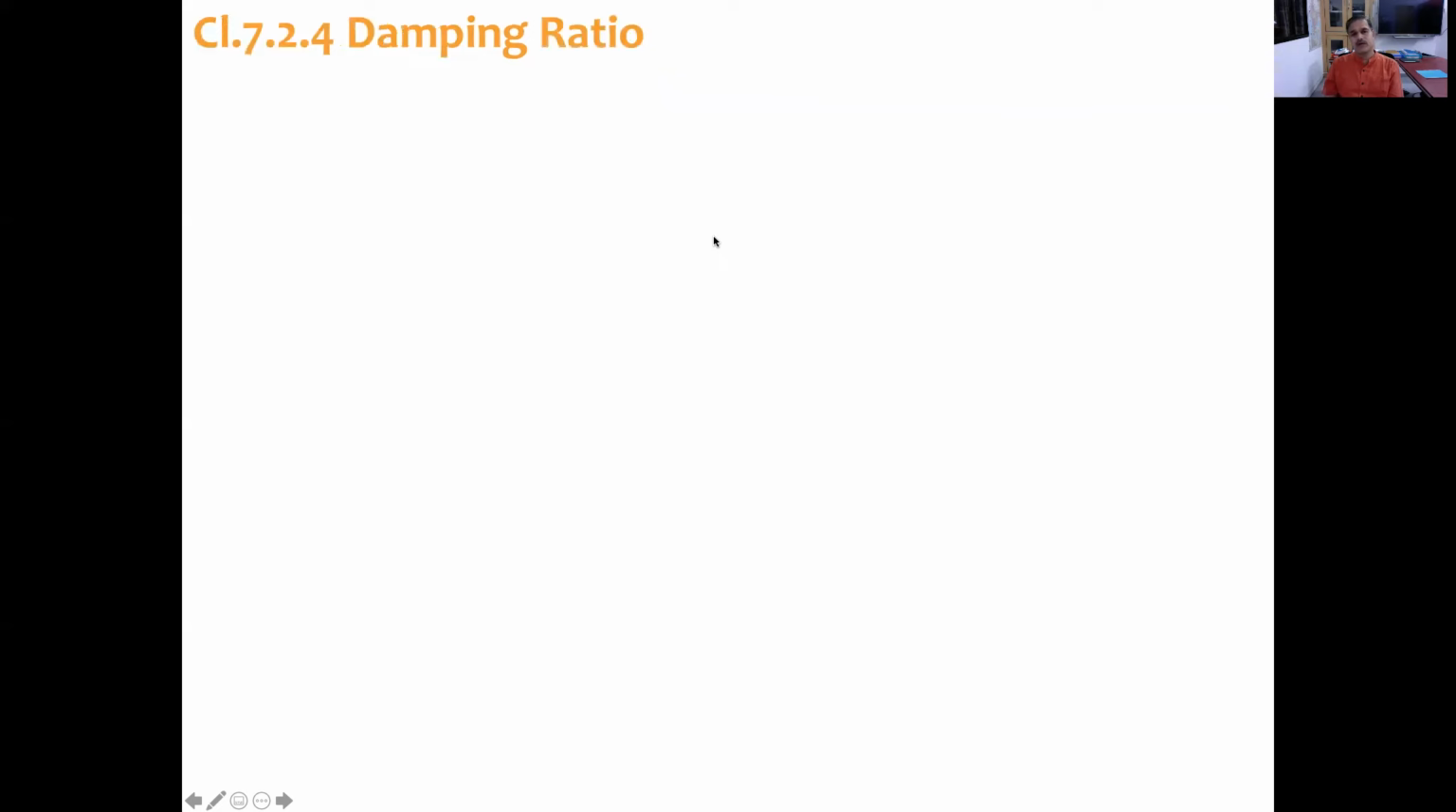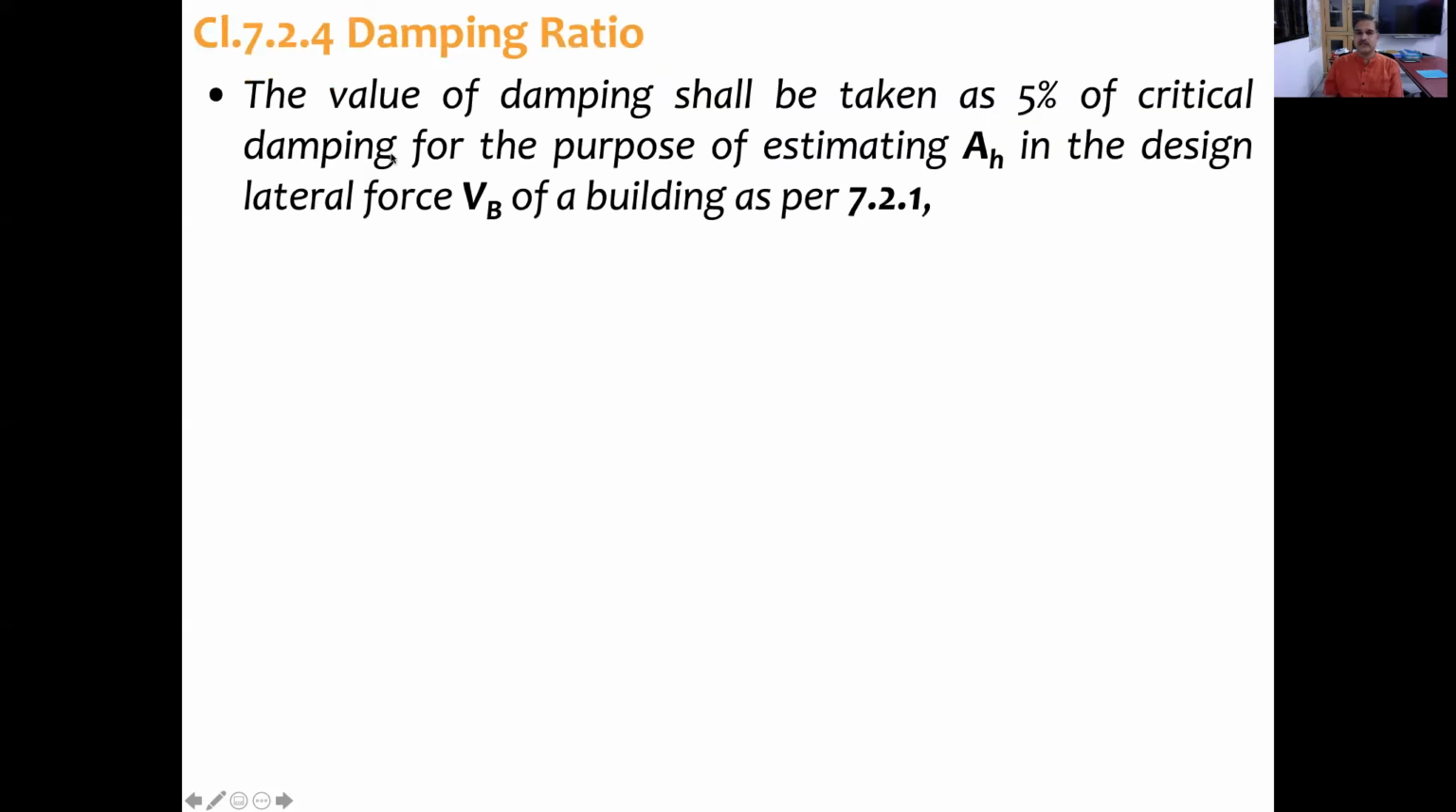Now, coming back to the original definition. Irrespective of the method of analysis and the material used, what the code suggests is to use 5% damping.